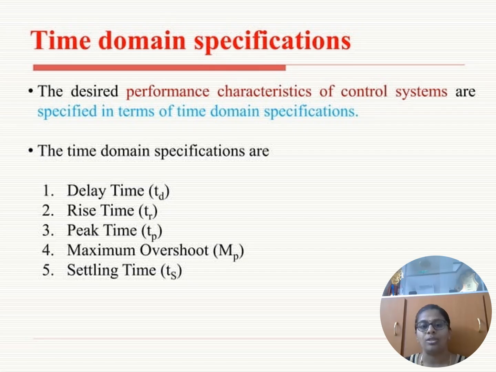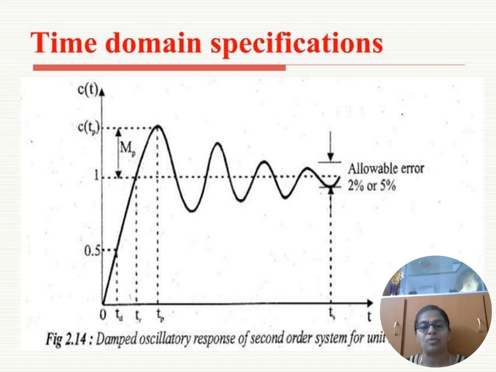Based on these parameters, there are some time domain specifications for analyzing the second order system. Those specifications are delay time, rise time, peak time, maximum peak overshoot, and settling time. These time domain specifications are shown clearly in the graph.